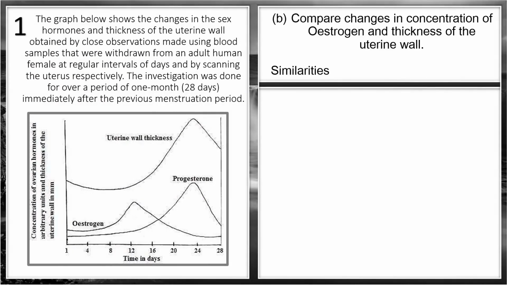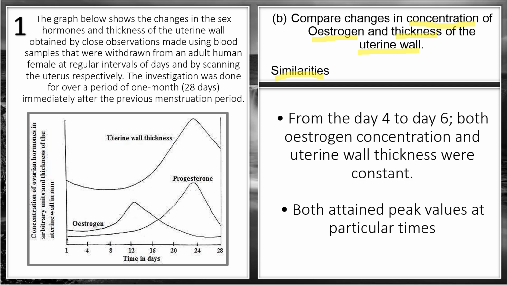Part B. Compare the changes in the concentrations of estrogen and the thickness of the uterine wall. We shall start with the similarities. So we want to look at estrogen and the uterine wall. What similarities can we see?